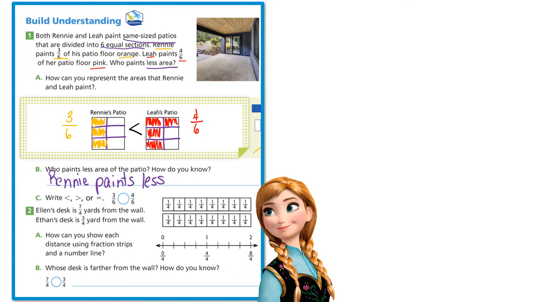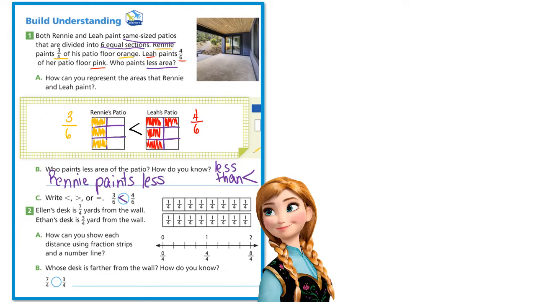C, write less than, greater than, or equal to. 3/6 blank 4/6. Well, 3/6 is less than, and we remember that the symbol for less than looks like this. So I'm going to go ahead and put that symbol into my problem.